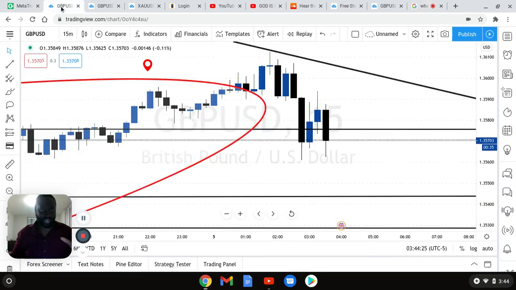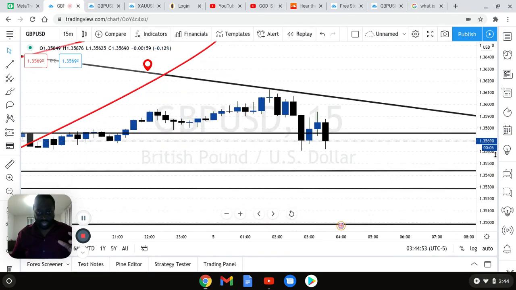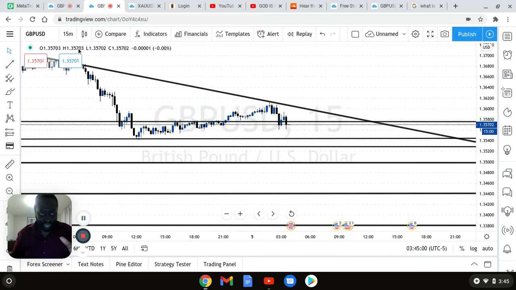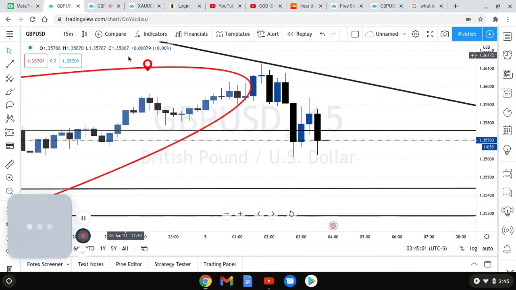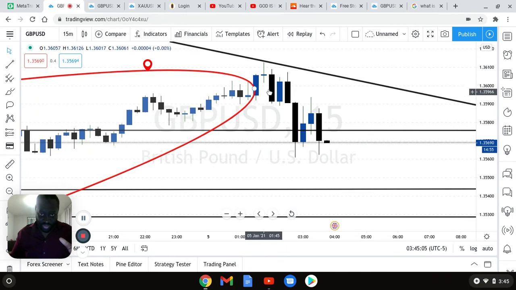So as you can see right here, let's squeeze it right here. You see, they keep going back and forth. You don't want to be a part of that. You want to be right here. So you stay out of the market, and when you finally see this candlestick, that's when you get in and you go in the opposite direction.